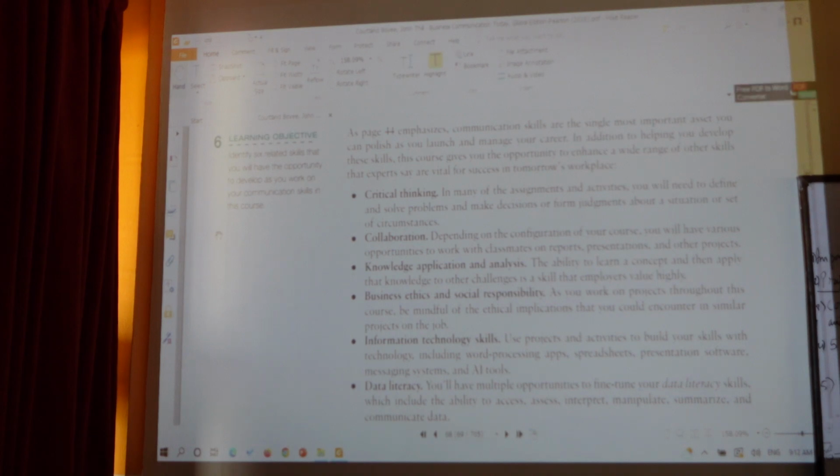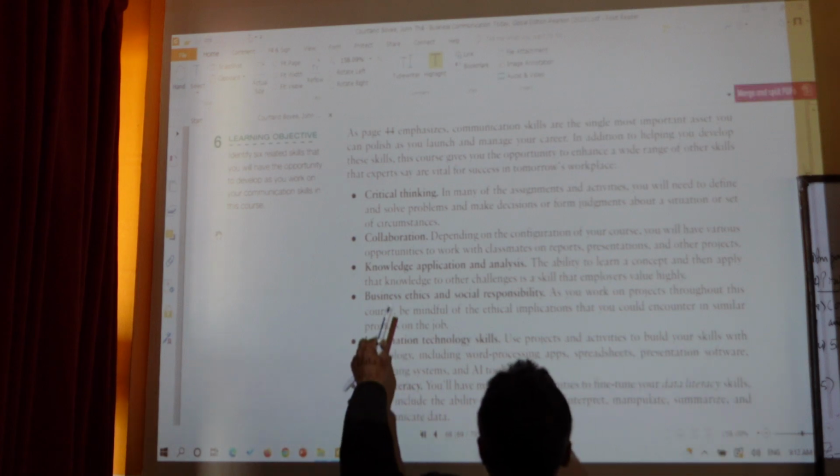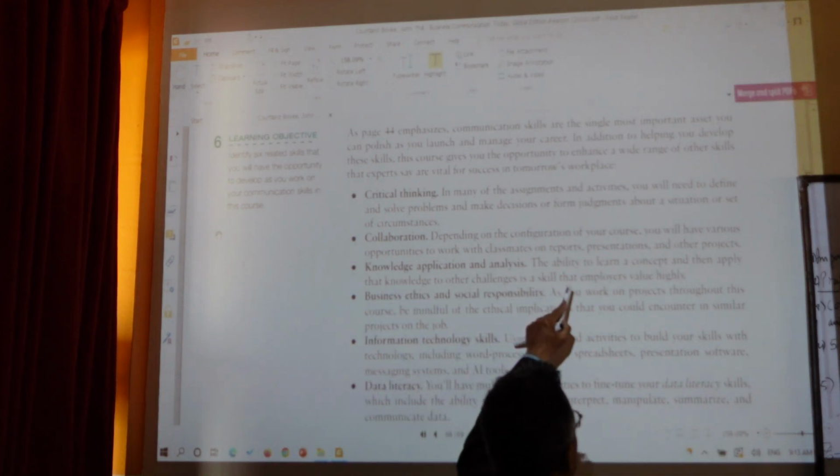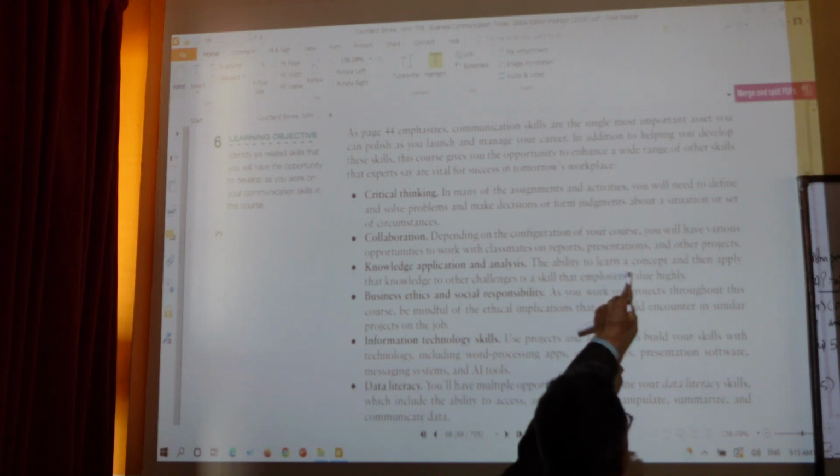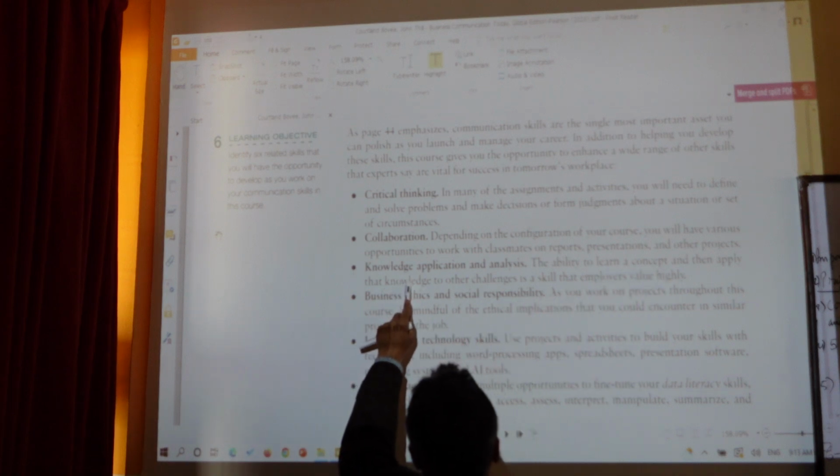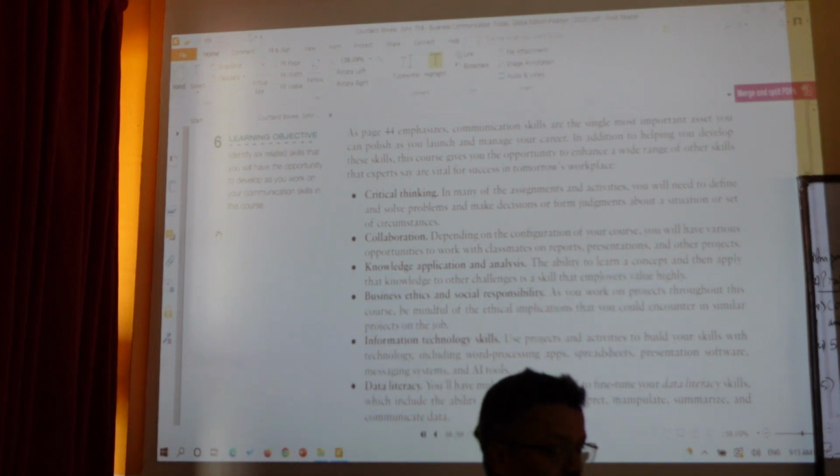Read the next point. Knowledge application and analysis. The ability to learn a concept and then apply that knowledge to other challenges is a skill that employers value highly. Okay, when you learn a concept or any knowledge or a skill, you will learn a concept and then apply that knowledge. Whatever we learn, we have to apply.